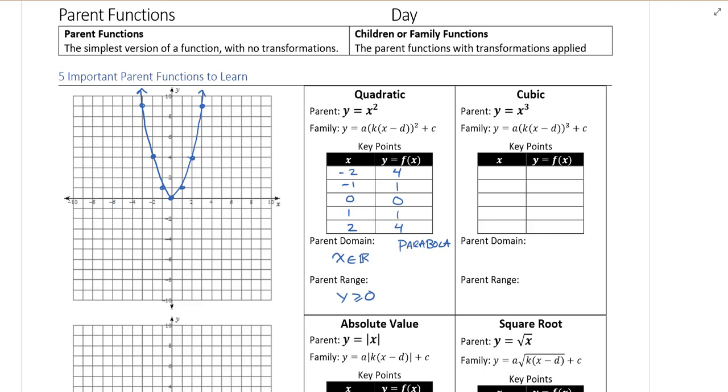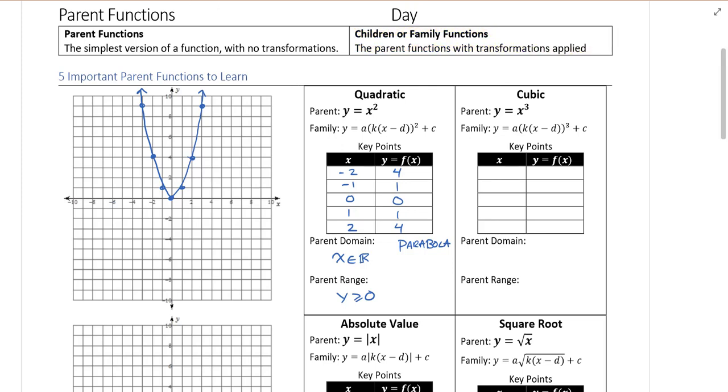Now, this little thing I've written underneath each of the parent functions, the family of functions, we're going to discuss that later. But this is something you can look back to. So the family are once we've applied transformations, once we've done stuff to these, moved them around, stretched them, compressed them, flipped them, reflected them. So we'll hold off on talking about that later. We also call those the children or the family members. These are functions that have been transformed. So for now, we're just looking at the parents.